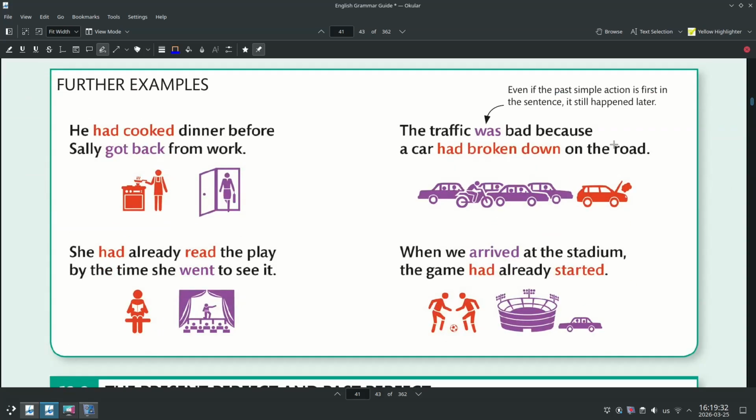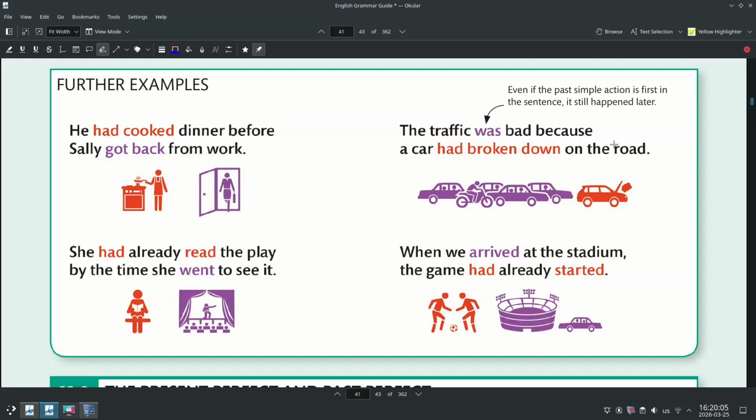Look at these examples. He had cooked dinner before Sally got back from work. She had already read the play by the time she went to see it. The traffic was bad because a car had broken down on the road. When we arrived at the stadium, the game had already started.